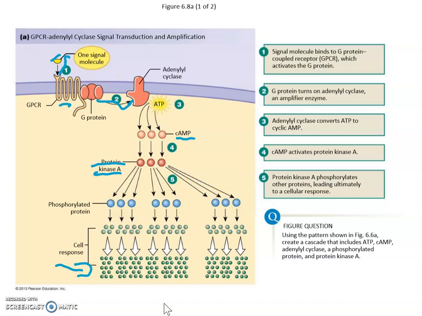That's a huge output. So here you can go through the first step is the signaling molecule binds to the G protein coupled receptor, activating the G protein. The G protein bumps into adenylate cyclase, and the adenylate cyclase makes lots of cyclic AMP from the ATP, and then the cyclic AMP activates protein kinase A in this case, and then we get more kinases activated. Kinase upon kinase leads to a huge output.